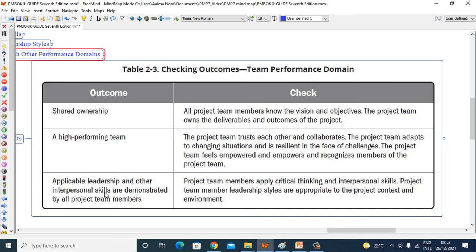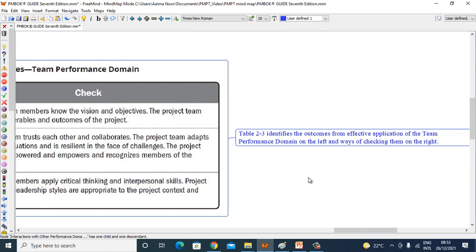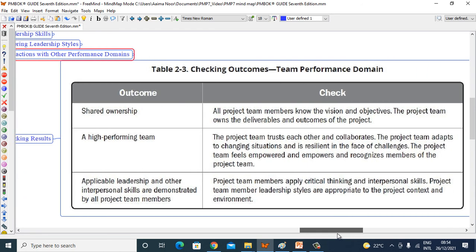Outcome: applicable leadership and other interpersonal skills are demonstrated by all project team members. What we need to check: project team members apply critical thinking and interpersonal skills. Project team members' leadership styles are appropriate to the project context and environment. Table 2.3 identifies the outcomes from effective application of the team performance domain on the left, and ways of checking them on the right, as we have already explored.